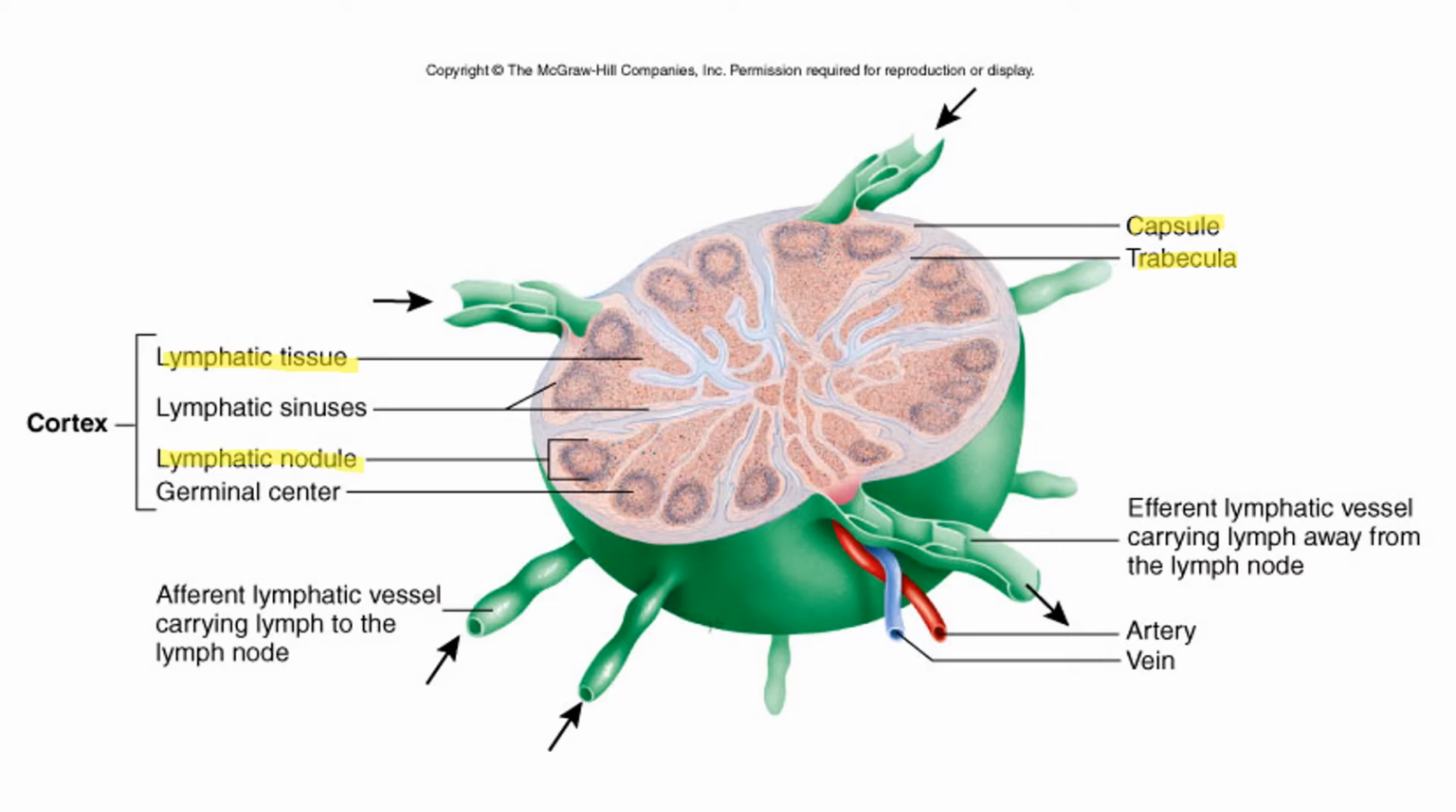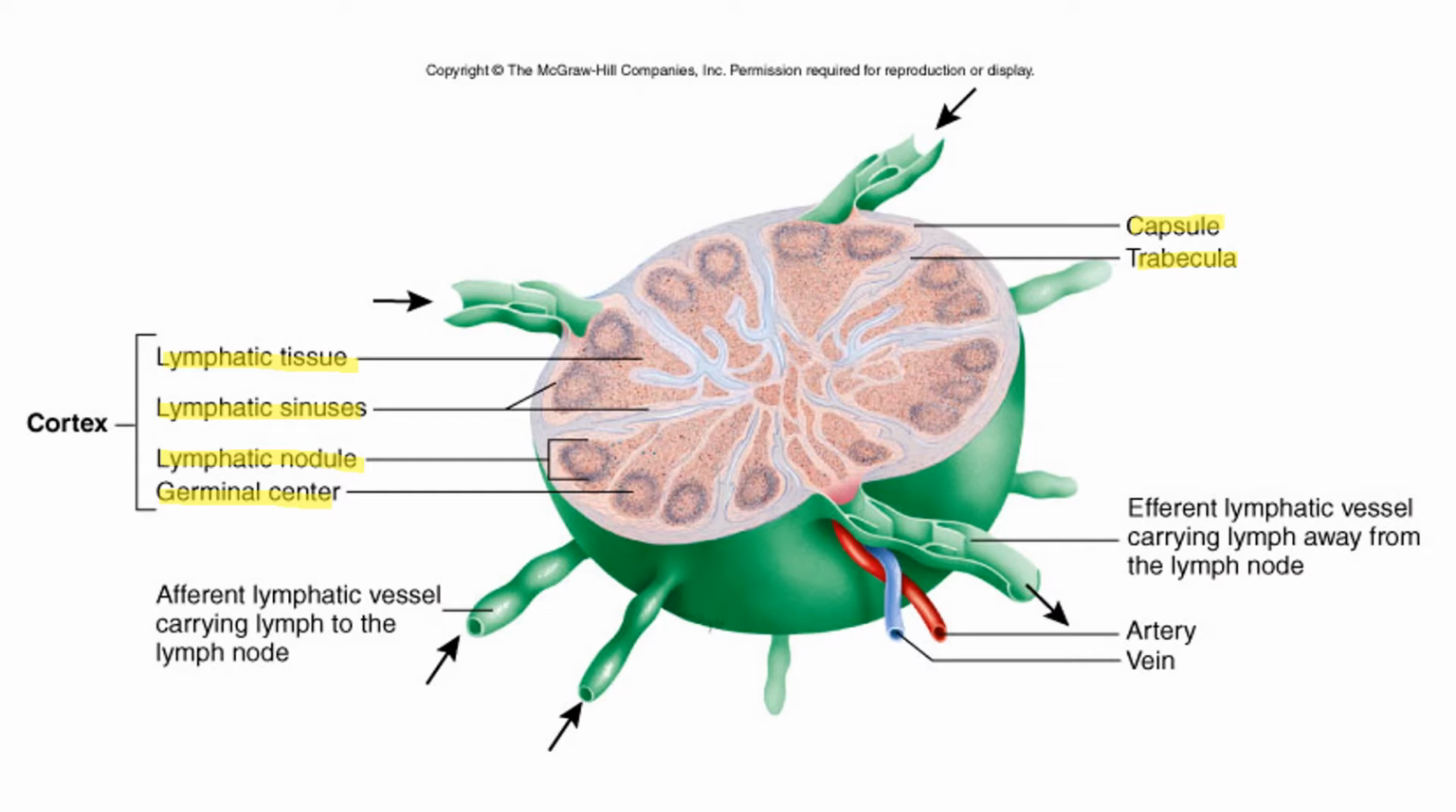Note that the lymphatic nodules are not the same as lymph nodes, and they are areas of tissue within lymph nodes and other organs. Lymphatic sinuses, on the other hand, are spaces between the lymphatic tissue that contain macrophages on a network of fibers. Lastly, we have the germinal centers, which are the sites of lymphocyte production.